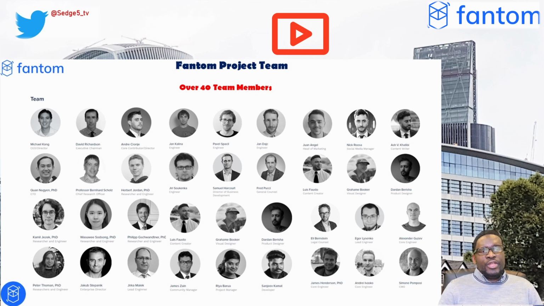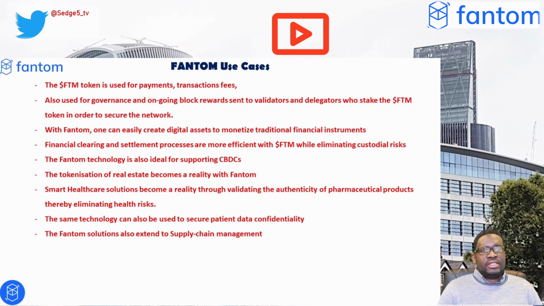Now let's look at some of the use cases for Fantom and its token, ticker symbol FTM. The FTM token is used for payments, transaction fees, governance, and ongoing block rewards sent to validators and delegators who stake the FTM token in order to secure the network. With Fantom, one can easily create digital assets to monetize traditional financial instruments. Financial clearing and settlement processes become more efficient while eliminating custodial risks. The Fantom technology is also ideal to support CBDCs. Well, we've heard all about that. Someone is going to do it.